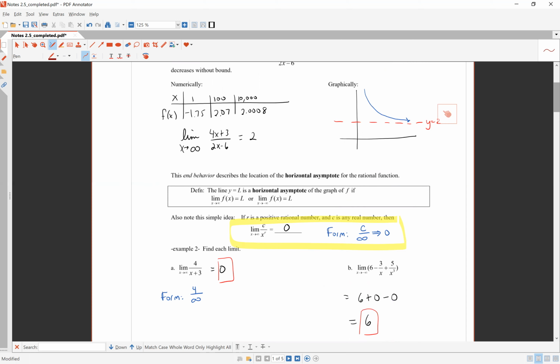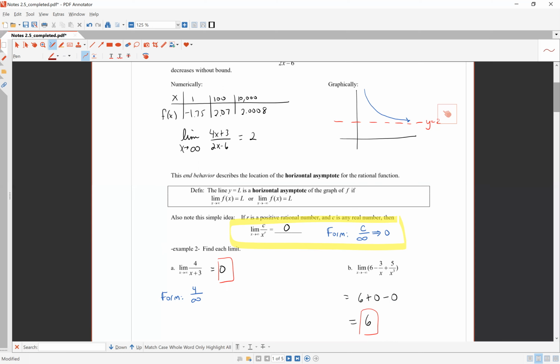If c is a constant, the limit of c over x to the r goes to 0, because the denominator gets huge. As x goes to infinity, 1 over x becomes very, very small. Like 1 over a million is small, and if r is 2, 1 over a million squared is even smaller. If the numerator is a fixed, finite number and the denominator goes to infinity, it's going to 0. So there we see examples like example 2a, 4 over x plus 3.